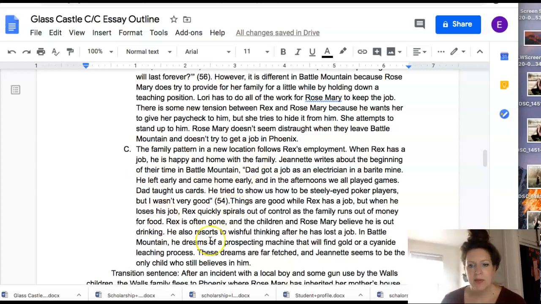I do have some examples from the book about when he is hanging out with them. Something that also comes up when he is out of a job is that his dreams, his crazy dreams, kind of take forefront, and he talks about them more and makes loose plans for making them happen, like building the prospector and things like that. They just talk about them more when he doesn't have a job.